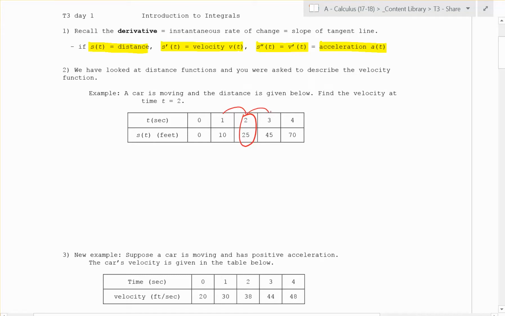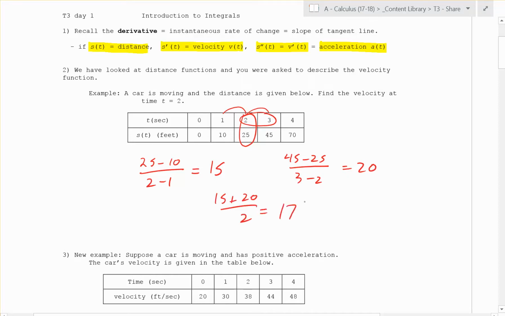Velocity is going to be change of position over time. From 1 to 2, the change of position is 25 minus 10 over 2 minus 1, and that's 15. Then from 2 to 3 we do the same thing: 45 minus 25 over 3 minus 2, which is 20. We can average those two numbers, 15 plus 20 over 2, and you end up with 17.5.